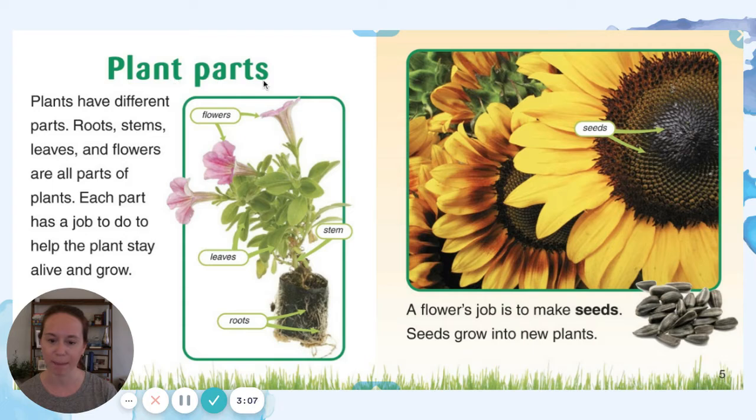Okay, here is plant parts on page 4 and page 5. I'm going to read and see if there are any text features that can help me with parts of the book that I don't understand.